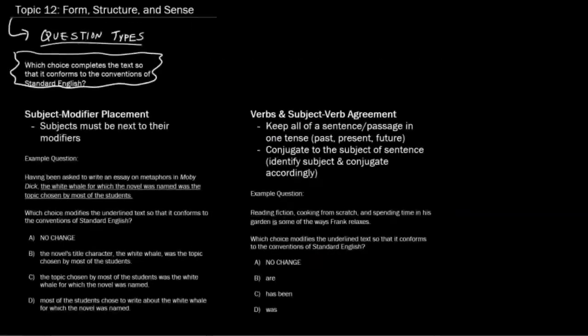We are rounding off our study of topic 12, form, structure, and sense. This is just the basics of SAT grammar. This is the final topic that we're going to go over here. So let's start it off with some subject modifier placement.